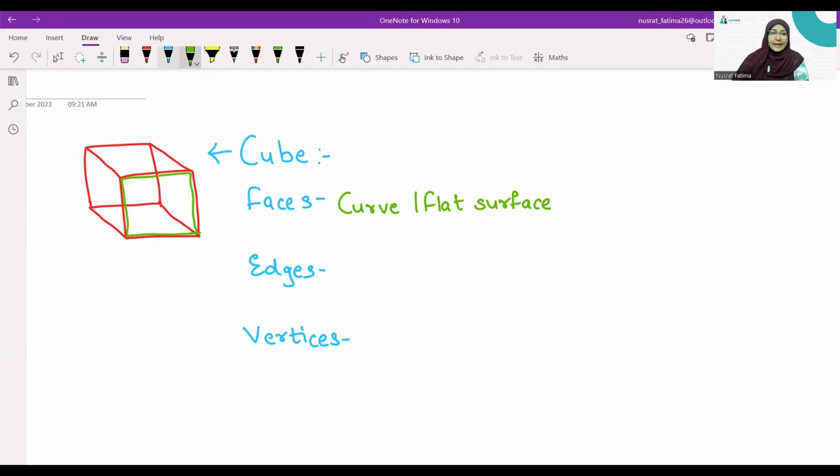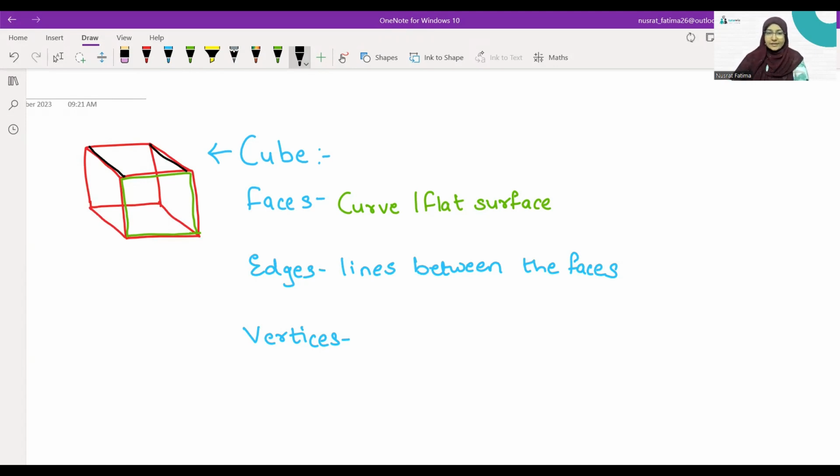Now what is an edge? Edges are lines between the faces. Let us mark the line between the faces on this cube. So these are lines 1, 2. So these are called as edges.